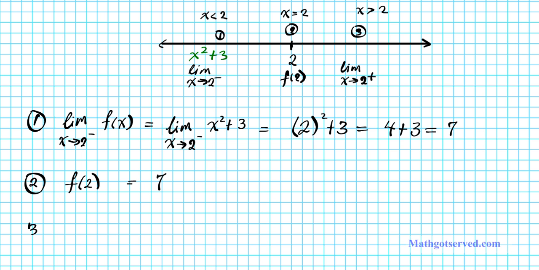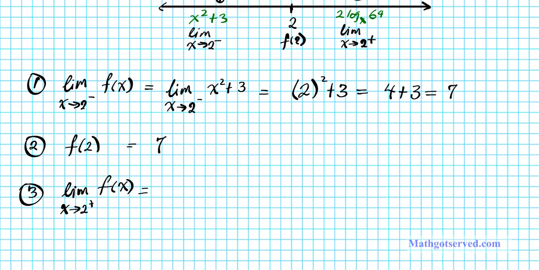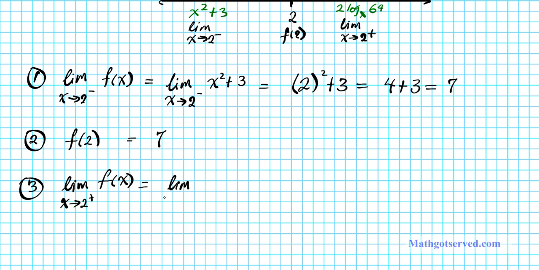Now, if the right-hand limit as x approaches 2 from the right is equal to 7, guess what? That automatically means that the function is continuous at x equals 2. But if it's not, then that means the function is not continuous at x equals 2. So let's see what happens here. From the right, the function in play is your logarithmic function, 2 log base x of 64. So what we're going to be looking for here is the limit as x approaches 2 from the right of 2 log base x of 64.